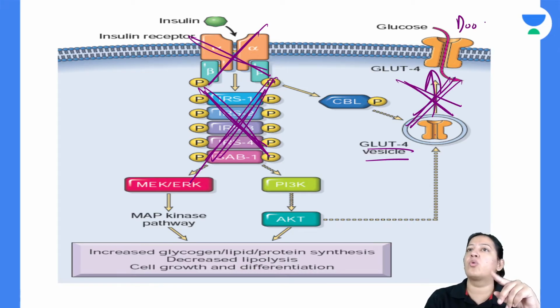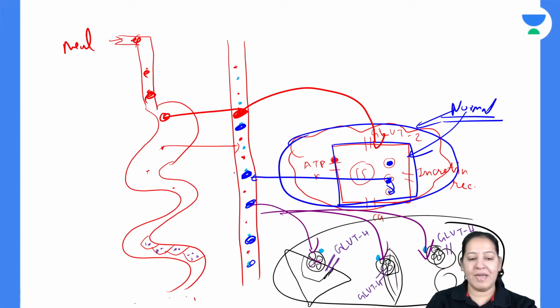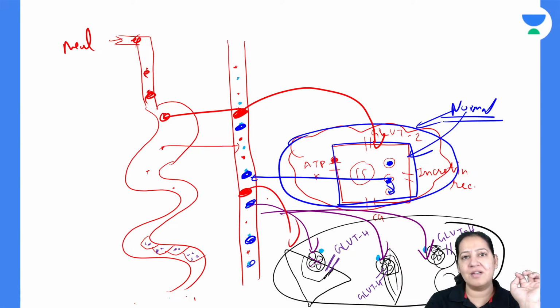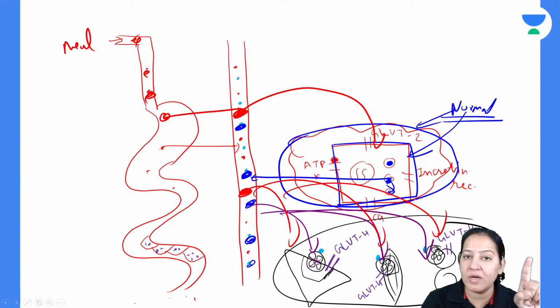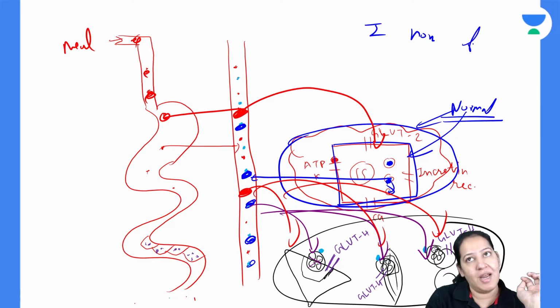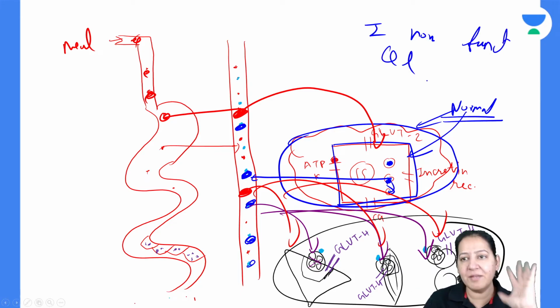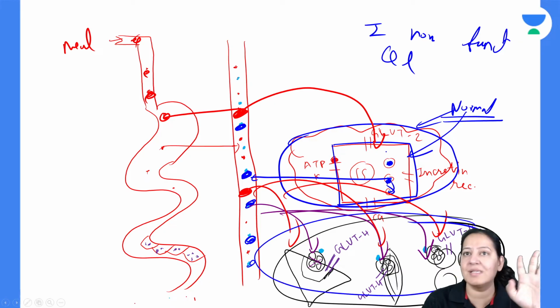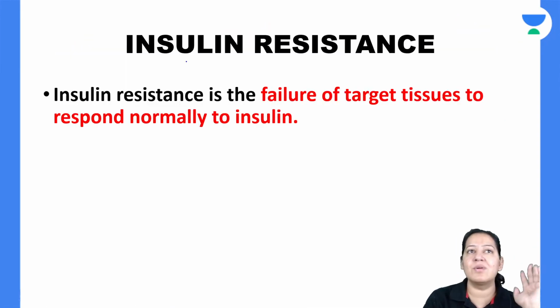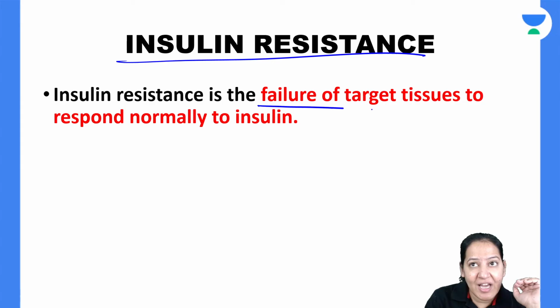So the door for glucose is absent. So glucose will remain in blood only. The glucose cannot enter these three cells because insulin is non-functional. So here the problem is that the insulin is non-functional. It is present, but it is non-functional. So the defect is a qualitative defect. Here the problem is with the target organ. Pancreas is normal. Have you got it? That is known as insulin resistance. That is failure of target organ.